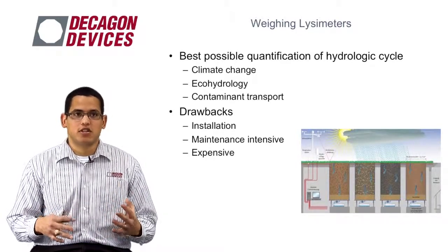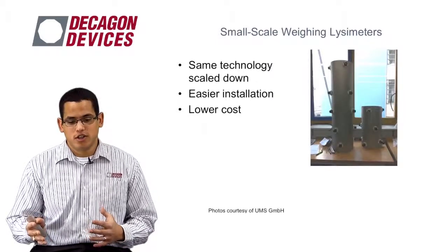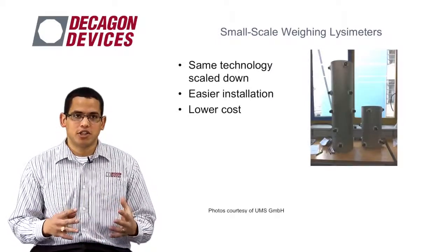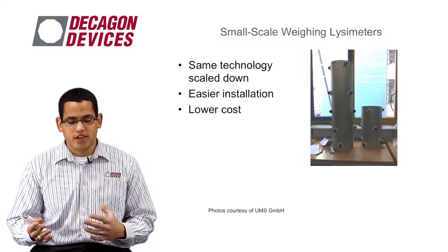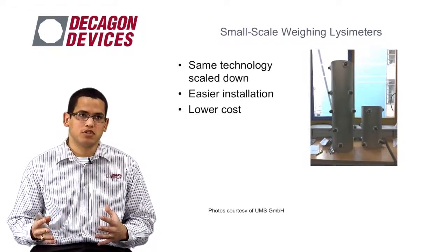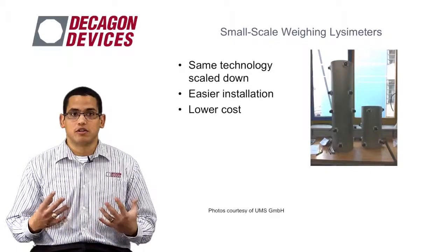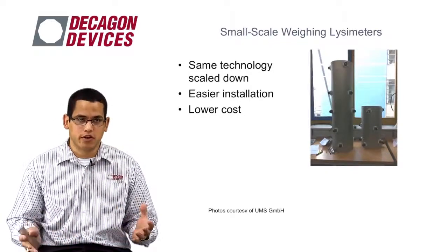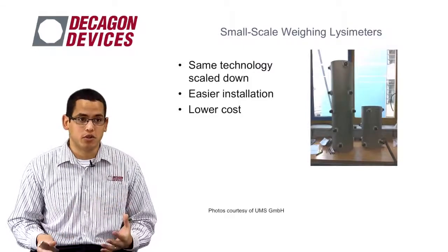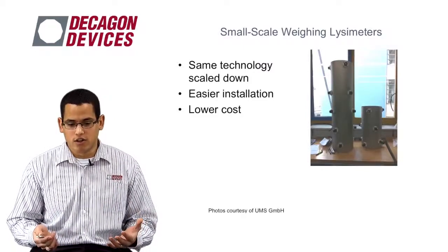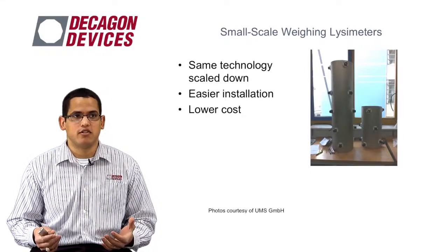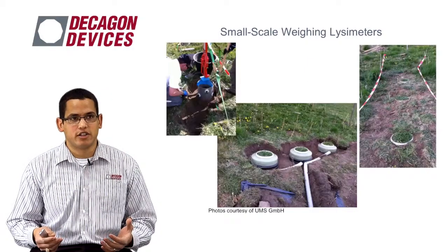That then moves us into the small-scale weighing lysimeters. What we have with the small-scale weighing lysimeters is the same technology, but scaled down. The nice thing about these small-scale weighing lysimeters is that they're easier to install, and you can get the same measurement, of course on a smaller scale, at a much lower cost than the larger weighing lysimeters. And you can see some images of the smaller scale weighing lysimeters here.